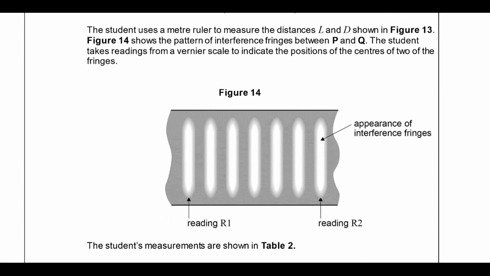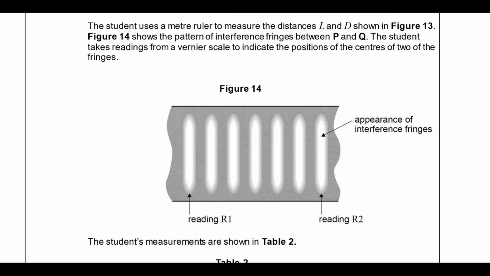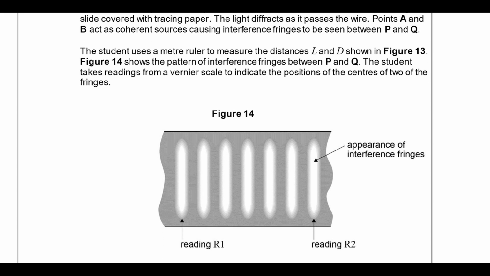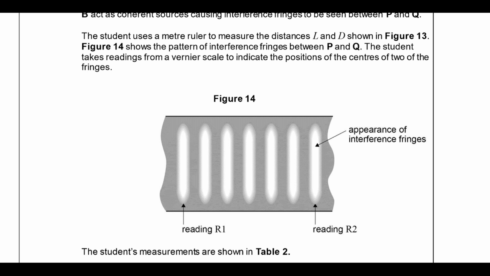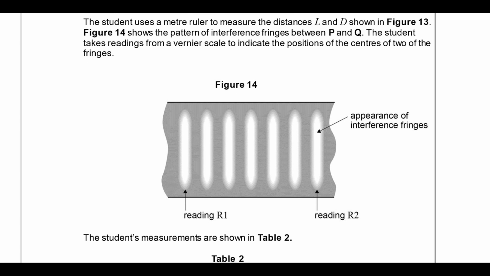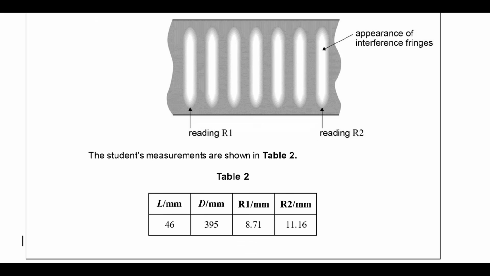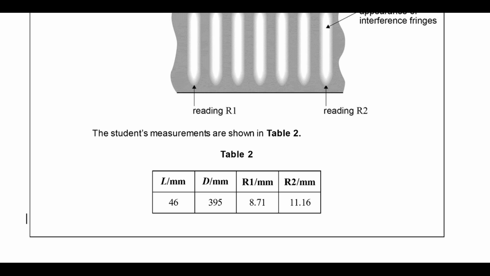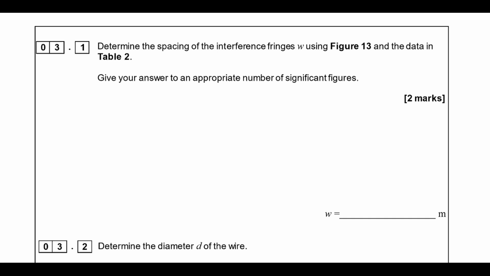The student uses a meter ruler to measure the distances L and D shown in the diagram. Figure 14 shows the interference pattern between P and Q, and they use a vernier scale to indicate the positions of the centers of 2 of the fringes. We've got those measurements here. So determine the spacing of the interference fringes using figure 13 and the data in the table, giving your answer to an appropriate number of significant figures.